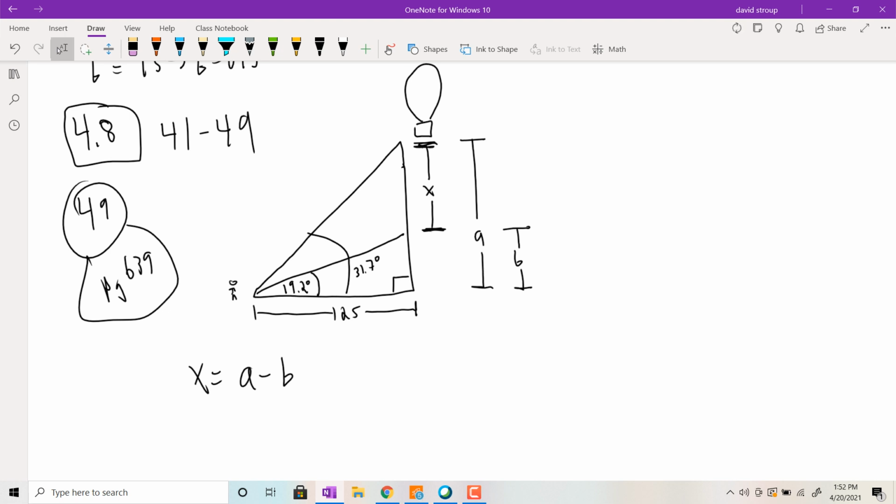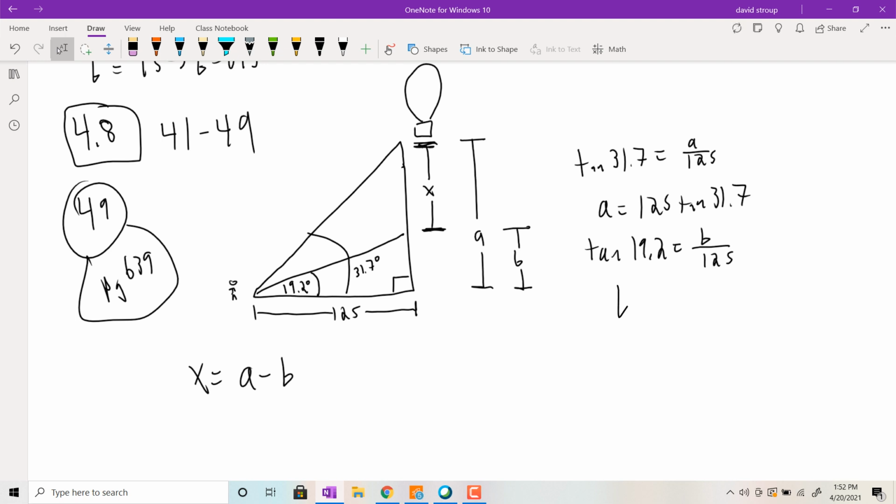So for the equation for a, I can use the tan of 31.7 is equal to opposite length, which is a, I don't know, all over the adjacent length, which is 125. And then I could solve for a. A is equal to 125 tan of 31.7. And then I could do the same thing with this other angle. So the tan of 19.2 degrees is equal to opposite, which is b, all over adjacent, which is 125. And again, solve for b. That will be 125 tan of 19.2.